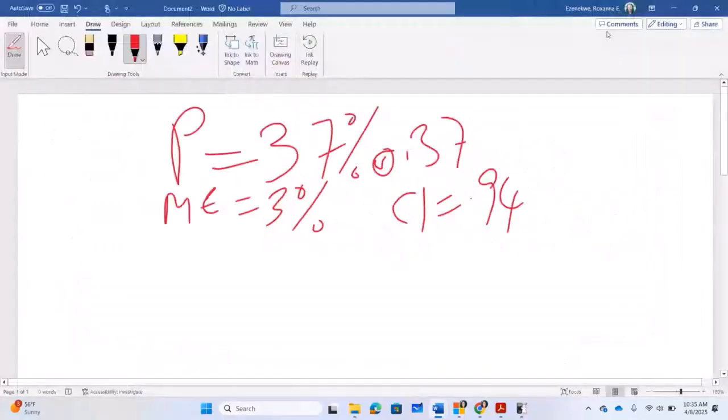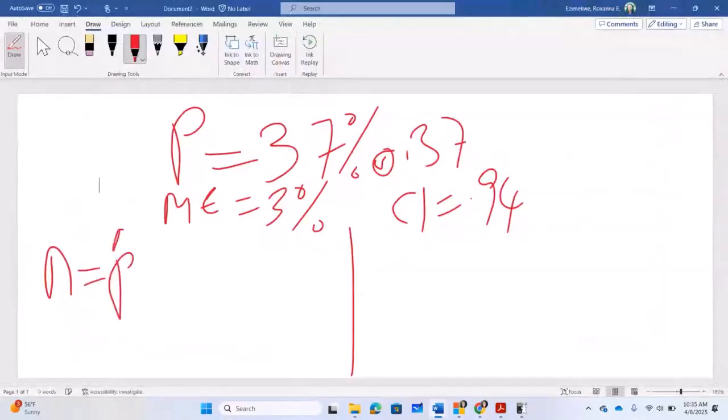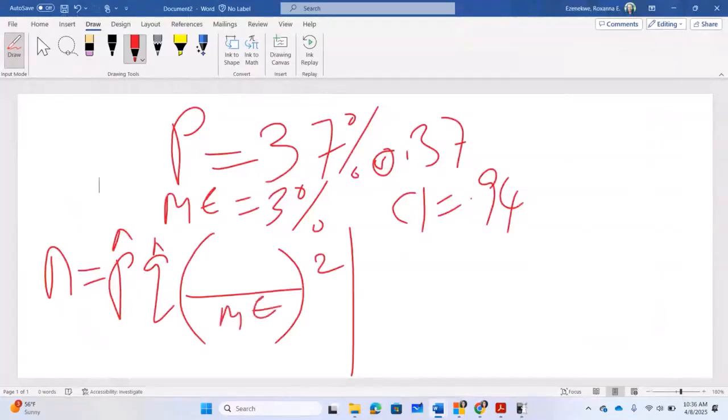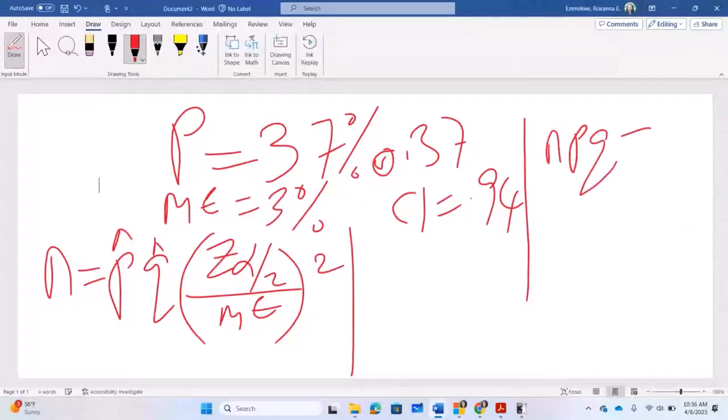The sample size for proportion is equal to p hat q hat, over the margin of error in the denominator, squared, and then the critical value, z critical value, z alpha over 2. Well, it is assumed that the conditions are met. npq is greater than 10, and the sample is less than 5% of the population.